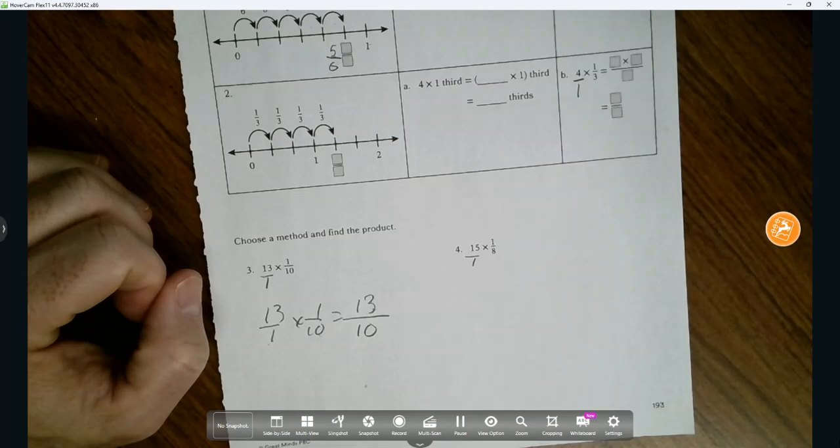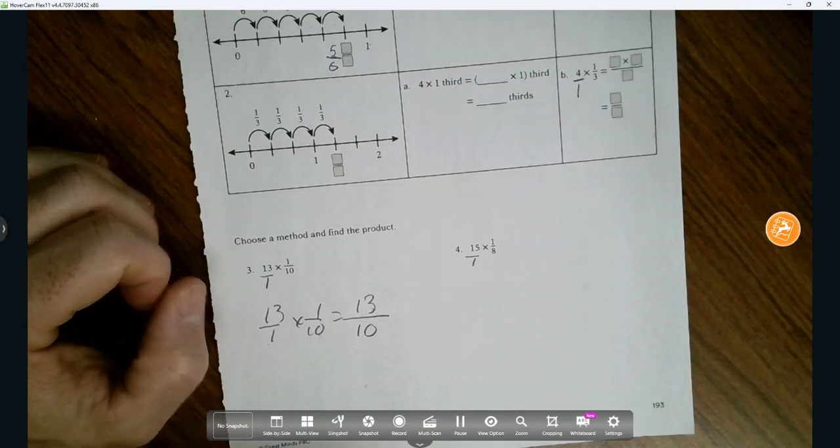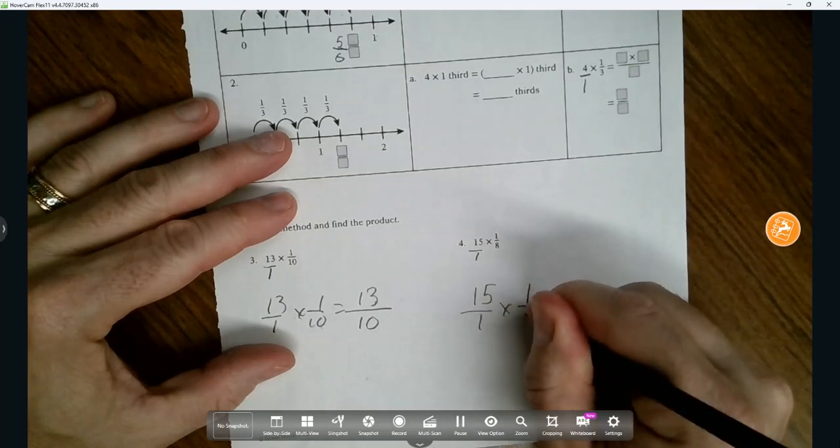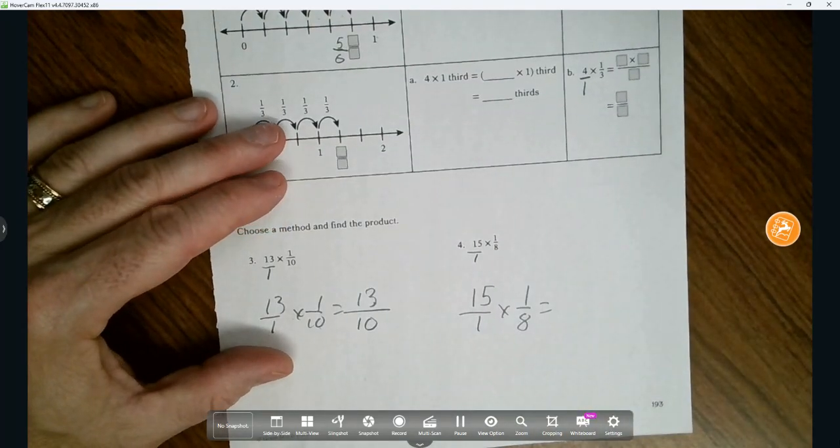All right, that's it. That's all I want you to say. You don't even have to make this into a mixed number. Just leave it like that. Okay? Over here, set it up the same way. Solve it that way.